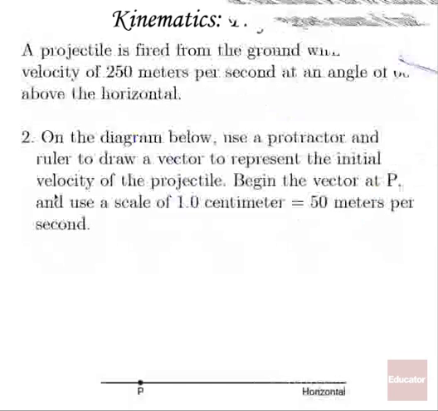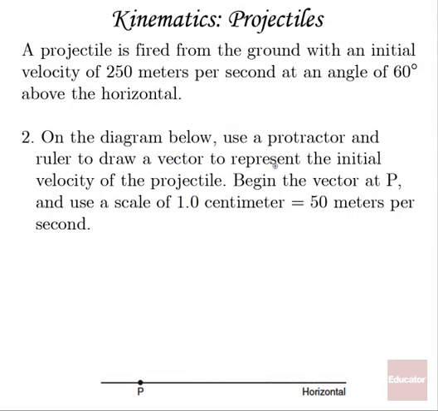Now, following on from here, on the diagram, use a protractor and a ruler to draw a vector to represent the initial velocity of the projectile, given that it's launched at 250 meters per second at an angle of 60 degrees. Begin the vector at P and use a scale of 1 centimeter equals 50 meters per second. If 1 centimeter is 50 meters per second, our vector is 250 meters per second long, our vector should be 5 centimeters long. So that should look something like this, where our velocity here is 250 meters per second, and our angle there, check with the protractor, should be 60 degrees.